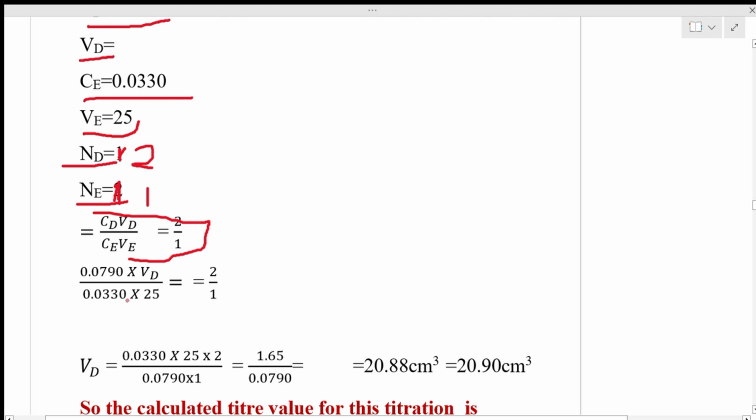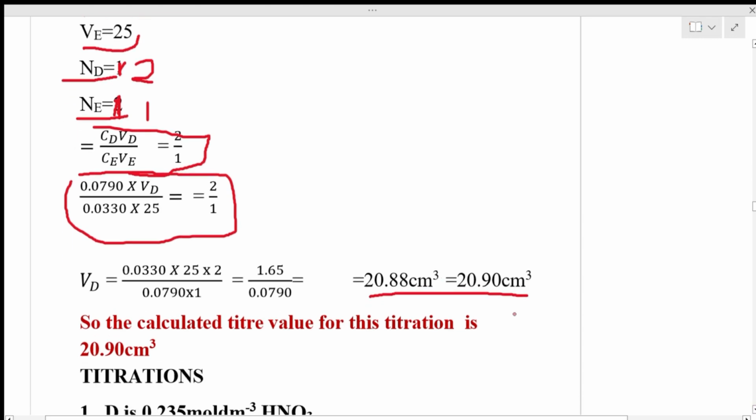Let's quickly substitute the values. Substituting these values, we have our final answer, which is the volume of the acid, Vd, calculated value to be 20.90 cm3. So we are using 20.90 for this experiment. I'm going to be using 20.90 cm3 as the titre. Let's take notes, please.